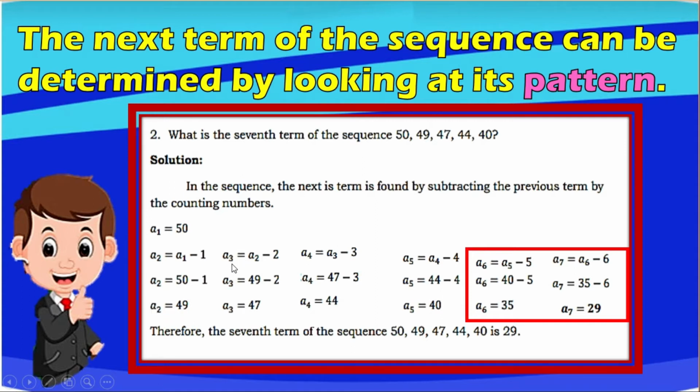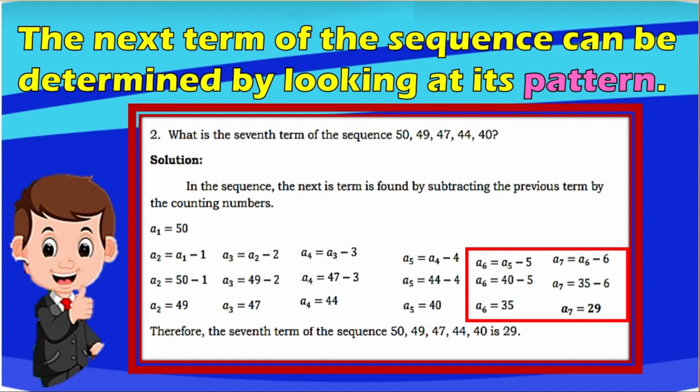A sub 3, from 49 becomes 47. So a sub 2 is subtracted by 2. A sub 2 is 49 minus 2 equals 47. So that is 47. A sub 4 is equal to a sub 3 minus 3. So a sub 3 is 47 minus 3. That is equal to 44. So that is a sub 4. A sub 5 equals a sub 4 minus 4. A sub 4 is 44 minus 4, which is 40. So a sub 5 is equal to 40.